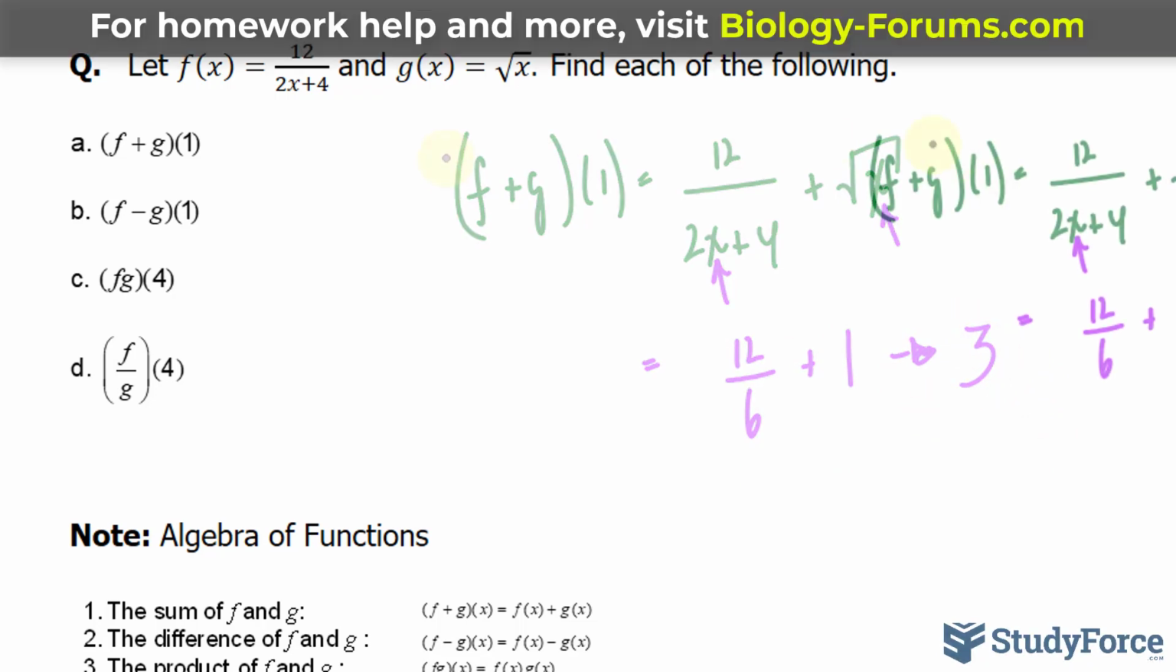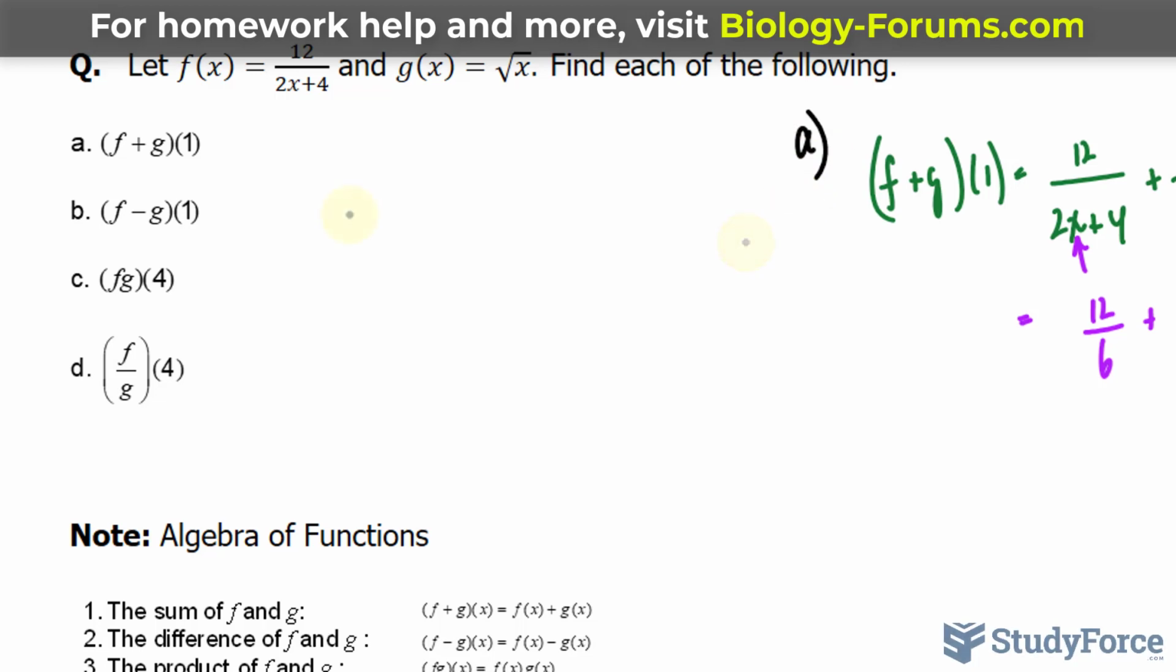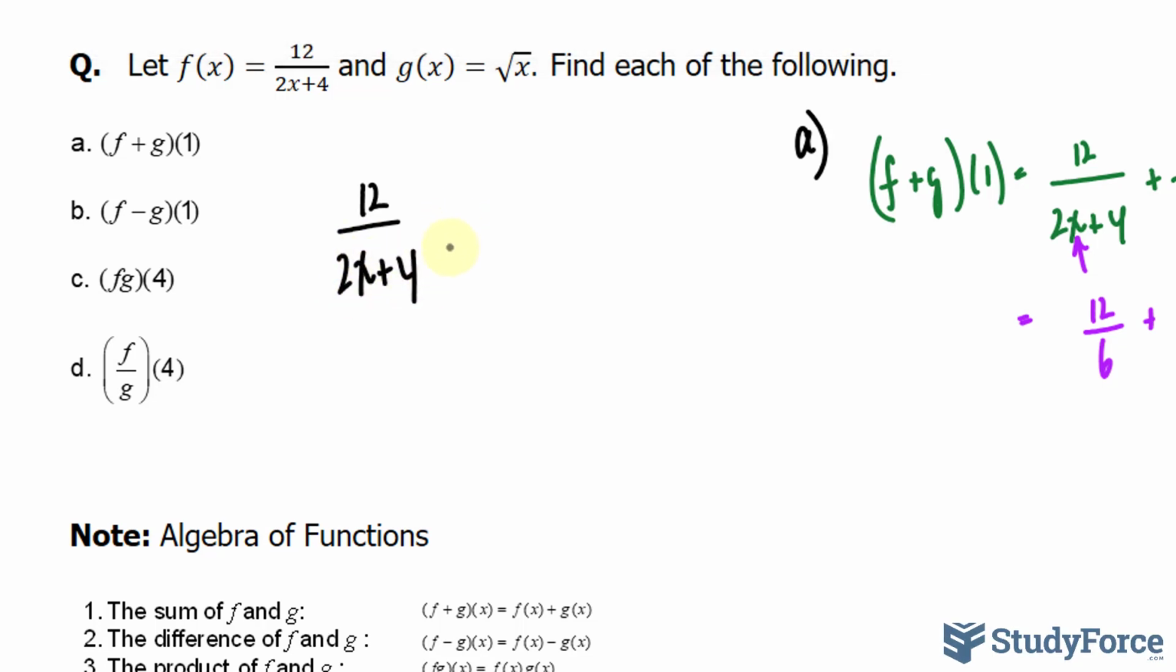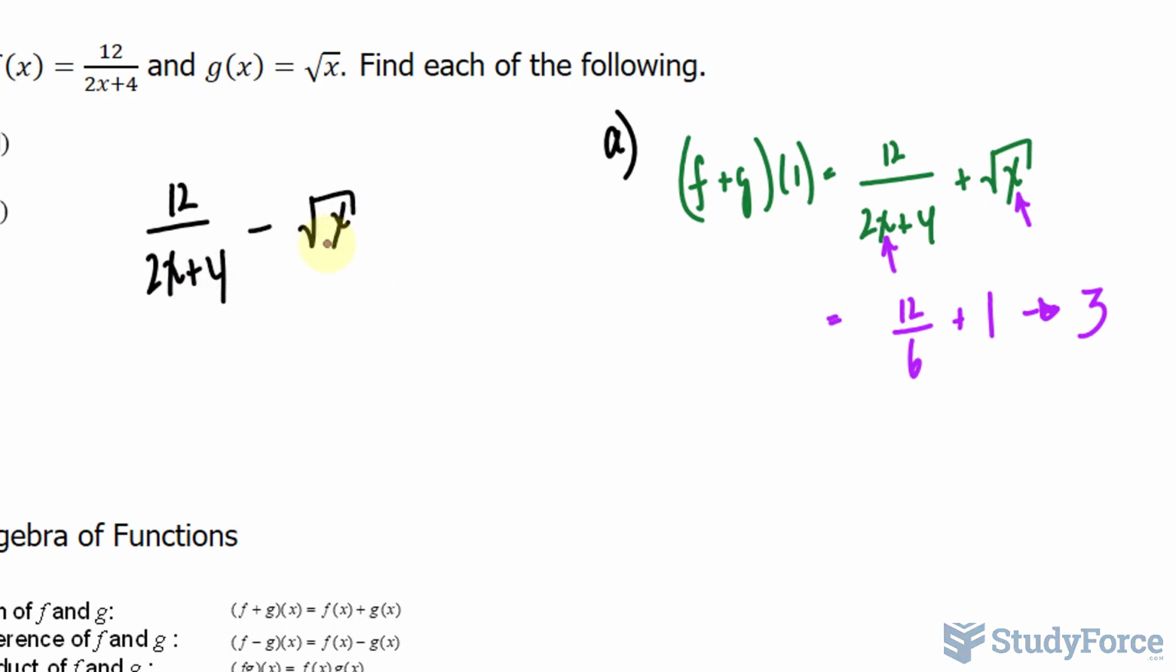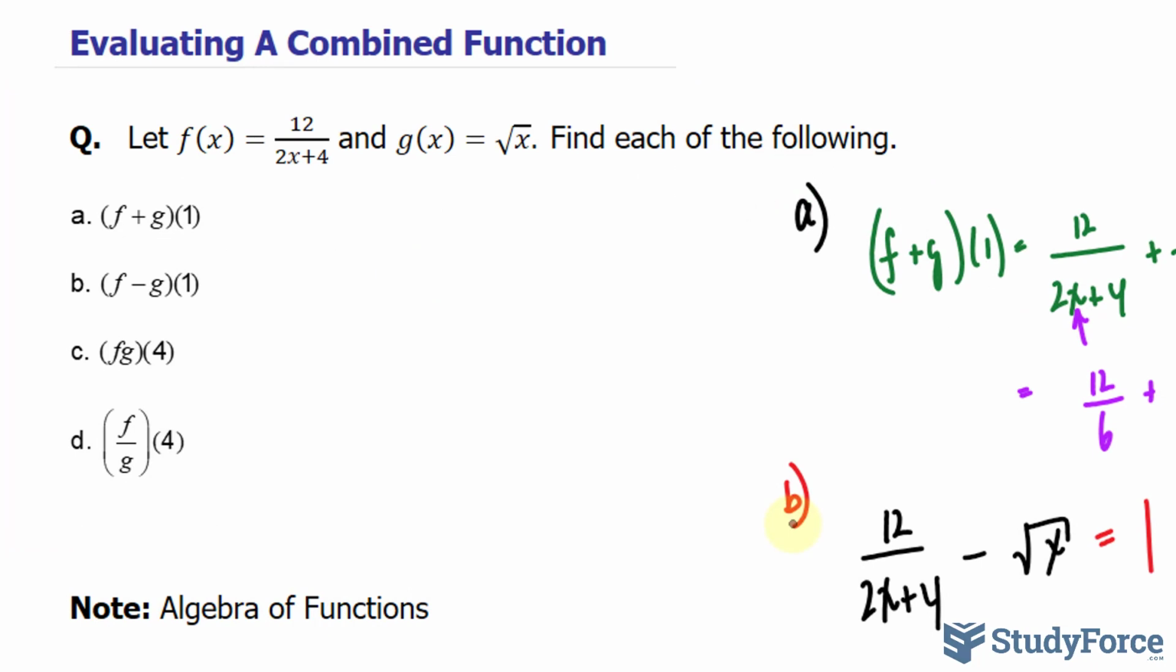Let's move on to B. So I've placed A right here. In B, we have to subtract. I'll take 12 over 2x plus 4 minus the square root of x, placing the 1 into here and here. Because everything else will stay the same, instead of adding, we subtract. So 2 minus 1 is equal to 1. That was much easier than expected.